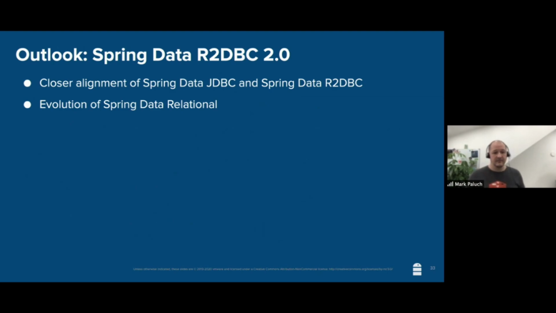So what's next for Spring Data R2DBC? We know there will be a version 2.0, and we will align Spring Data JDBC and Spring Data R2DBC closer to each other. Both projects already build on top of Spring Data Relational, and we will bring those modules together in the Spring Data Relational module. So both components are maintained side by side.